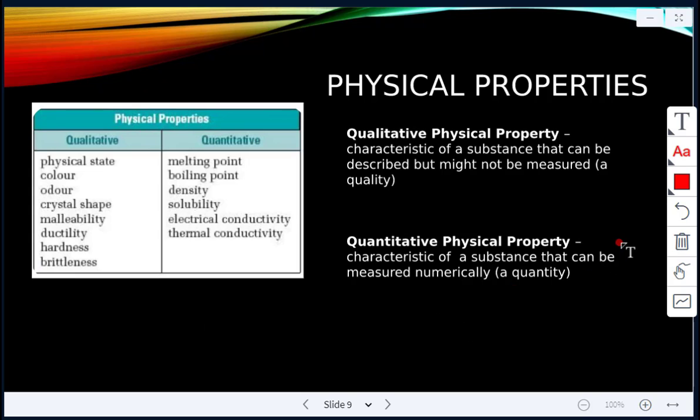Quantitative physical properties can be measured numerically. It's a quantity. So for example, the melting point, boiling point, it's measurable. Density, solubility, electrical conductivity, thermal conductivity, those can all be numerically measured, so they're called quantitative physical properties. All right, so make sure you know the difference between those two.